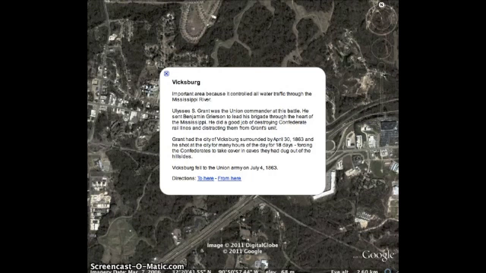Grant had the city of Vicksburg surrounded by April 30th, 1863, and he shot at the city for many hours of the day for 18 days, forcing the Confederates to take cover in caves that they had dug out of the hillsides. Vicksburg eventually fell to the Union Army on July 4th, 1863.